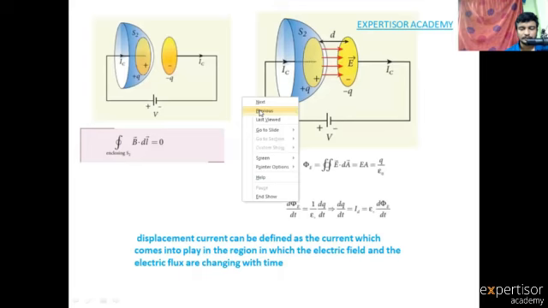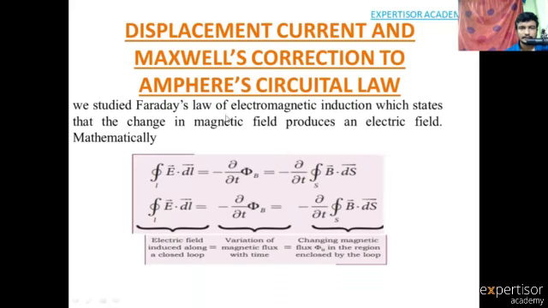So in this video, we discussed the displacement current and Maxwell's corrections. Here, the induced electric field gives the magnetic field. That means a change in magnetic field gives the electric field.